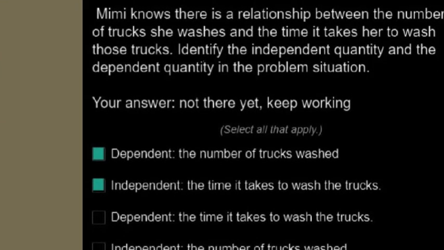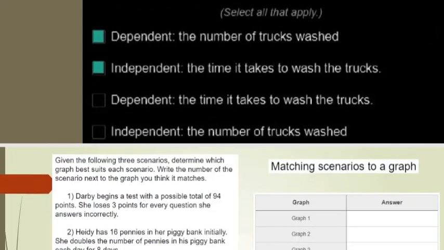Here, you see that there was not the keyword per or each, but you're looking at the number of trucks washed depends upon the time it takes to wash the trucks. So you have your dependent and independent quantities right here.